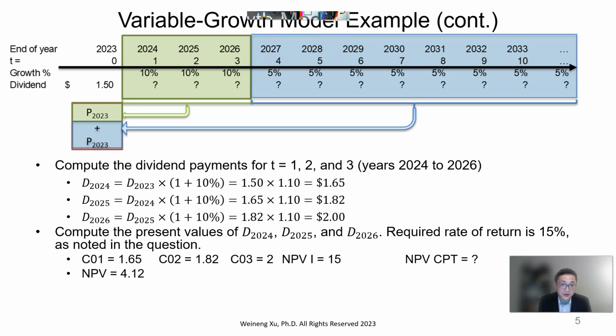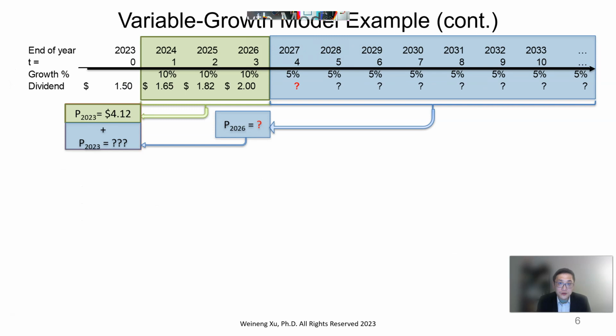If you do not use a financial calculator, simply discount each one of those three cash flows at a discount rate of 15%. Okay? All right. Now let's solve for the present value for the blue part.